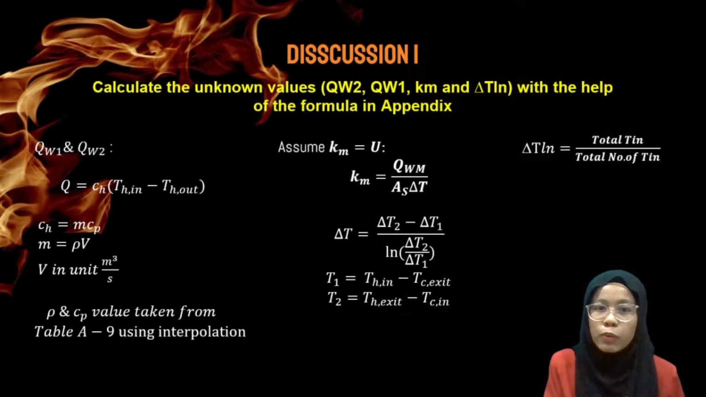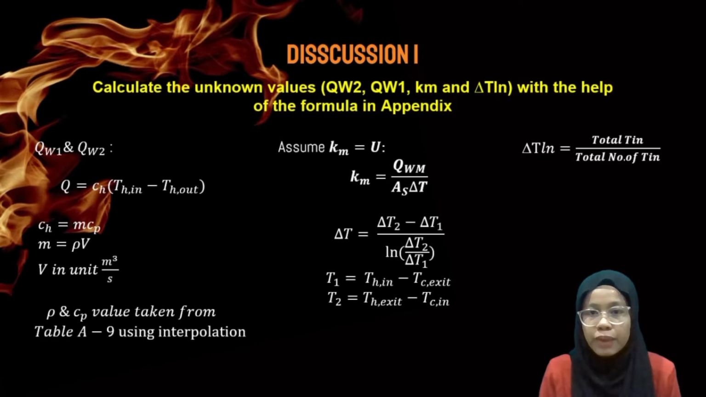So for the kW1 and kW2, we use the formula of Q equal to CH, open bracket TH in minus TH out, close bracket. Where the CH we got from the formula of M multiplied with Cp, while the M we get from multiplying the rho with the V. The V has been given in the data, however, we have to transform the unit into M cube over S. For the rho and Cp, we get the value from table A9 using interpolation.